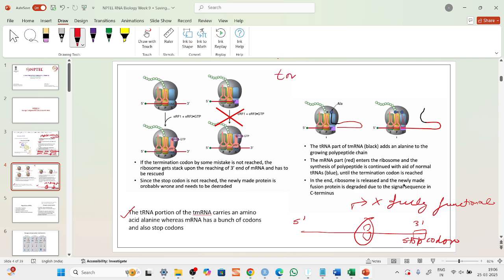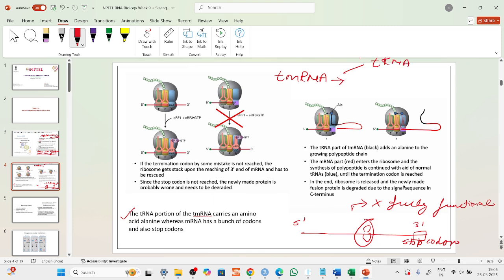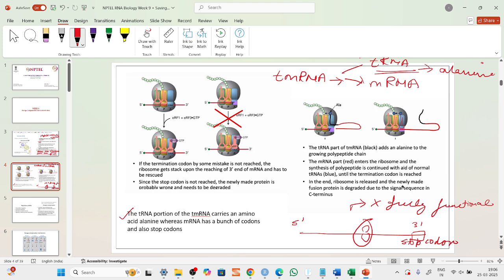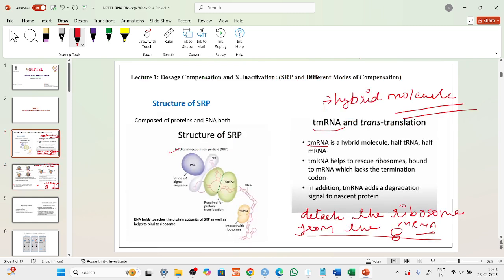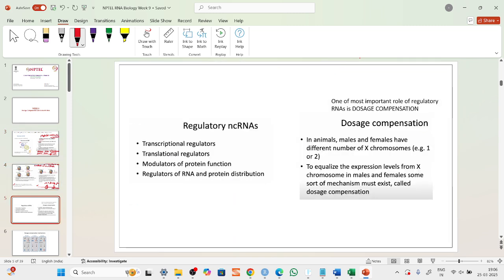So what happens? This tmRNA has a tRNA part and it has an mRNA part. The tRNA part adds alanine to the growing peptide chain. And the mRNA part enters the ribosome and the synthesis of the polypeptide continues until the termination codon is reached. So in the end, the ribosome is released and the protein is degraded. So this is just a little bit about the tmRNA portion before we go to the main portion.